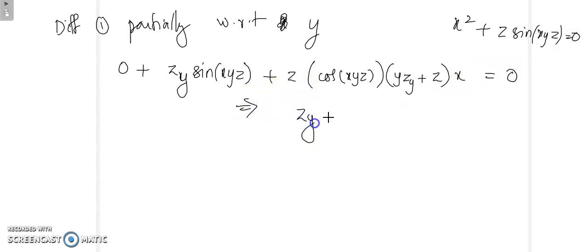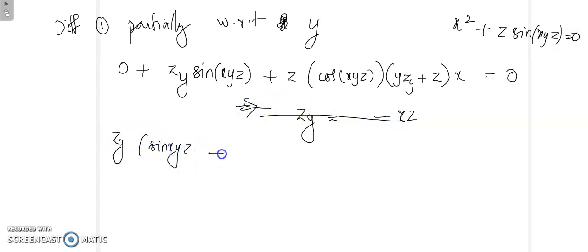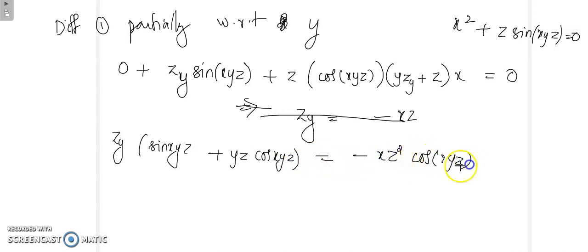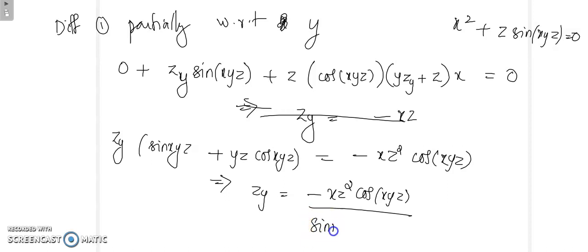So that implies zy into sin xyz plus xy zy cos xyz will be equal to minus x z square cos xyz. So that gives zy equal to minus x z square cos xyz by sin xyz plus xy cos xyz. So that is the required partial derivative.